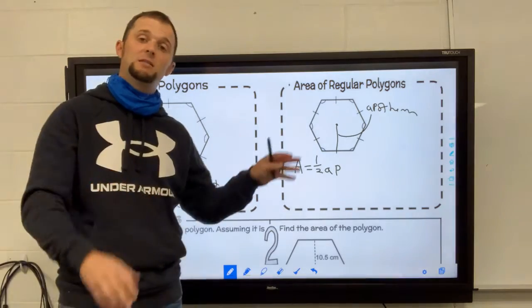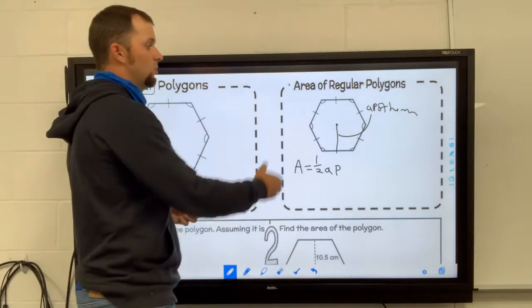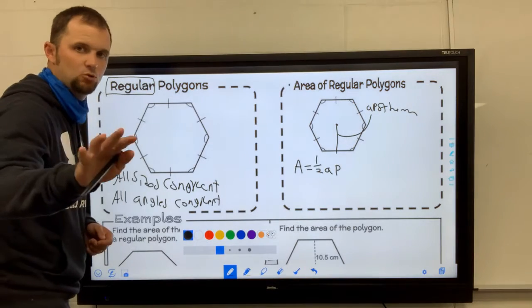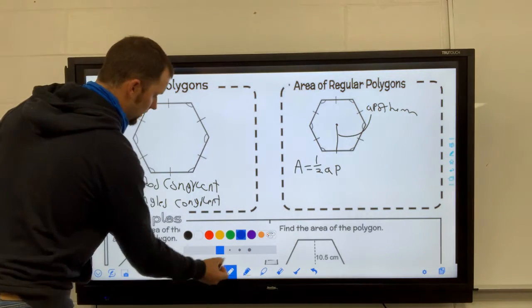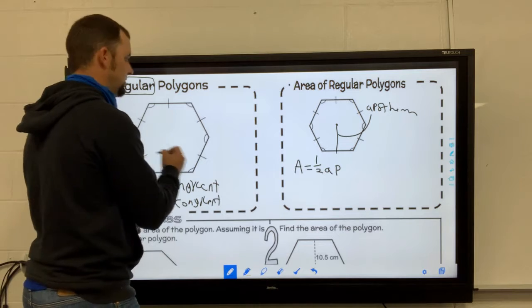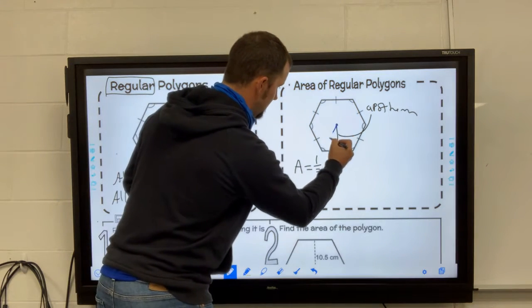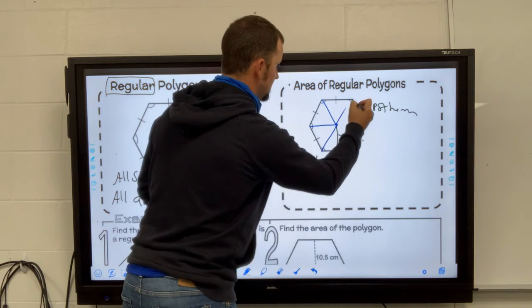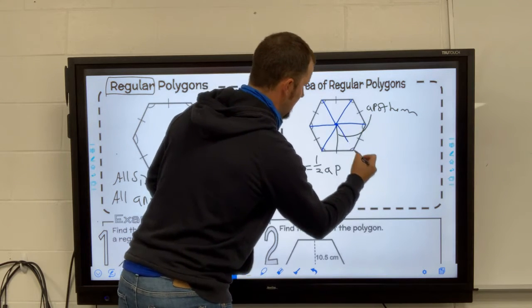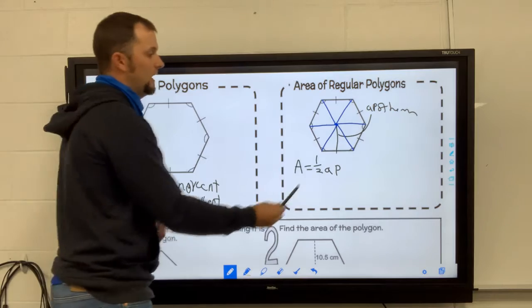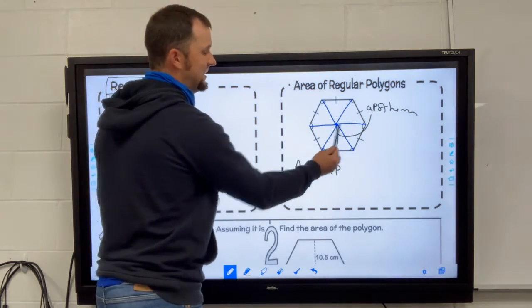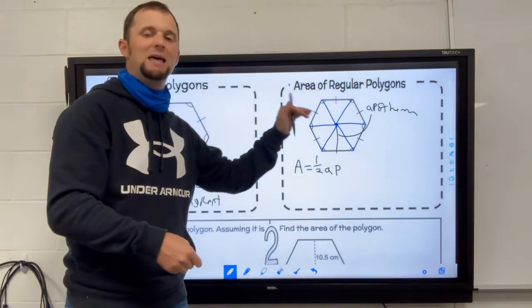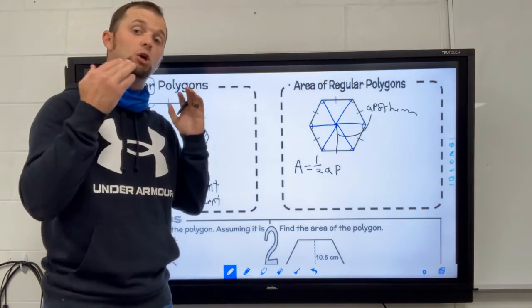And the reason why this formula works is if I was to draw the radius of each one of these, so let me use a different color so we can see it. You guys don't necessarily have to draw this. I just want to show you why this works. So if I was to draw the radius of each one of these, I'm going to draw a line from here to the angle, from here to the angle, from here to the angle, from here to the angle, here to the angle, and here to the angle. Whenever I do that, I have now created 1, 2, 3, 4, 5, 6 different triangles. But the thing is, since this is regular, that means each one of these triangles is going to be congruent.